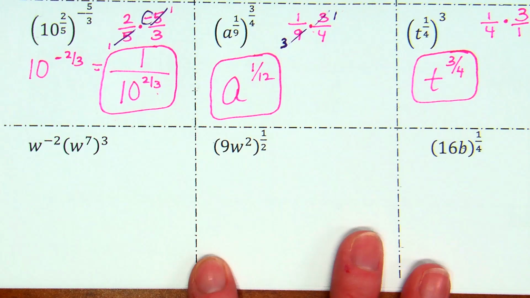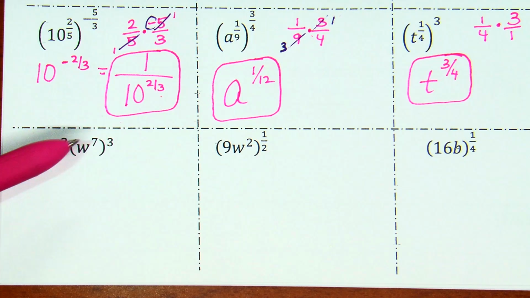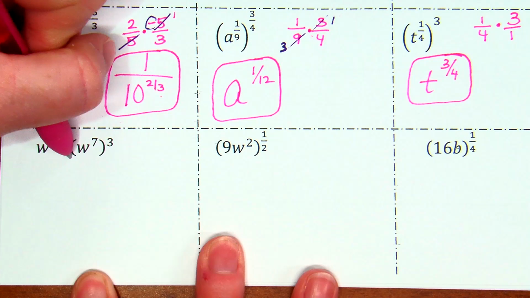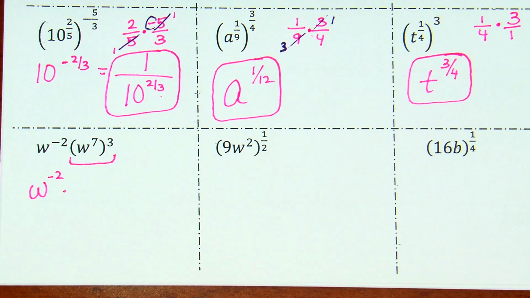Okay. W to the negative 2nd times W to the 7th raised to the 3rd. Where's our starting point here? Okay. Let's worry about power raised to power. So W to the negative 2, I'm bringing down. Power raised to a power. What are we doing with those, Lily? Multiplying. So 7 times 3 makes this W to the 21st.